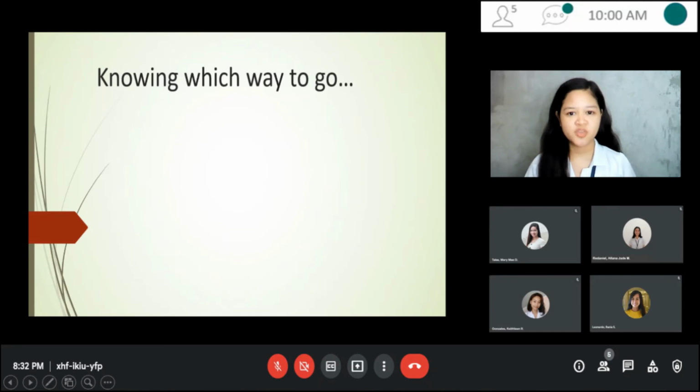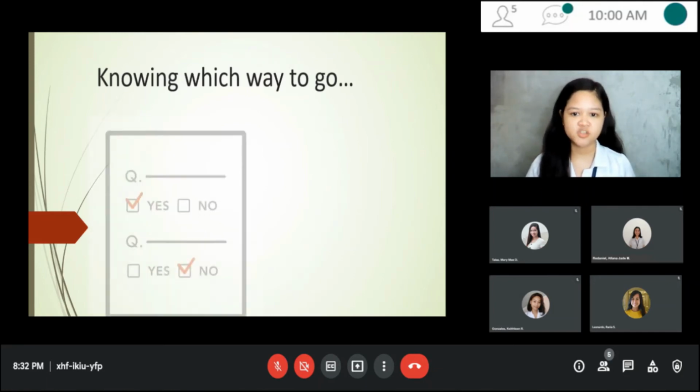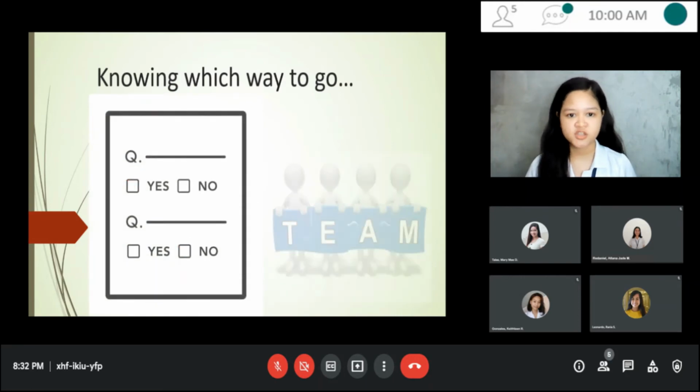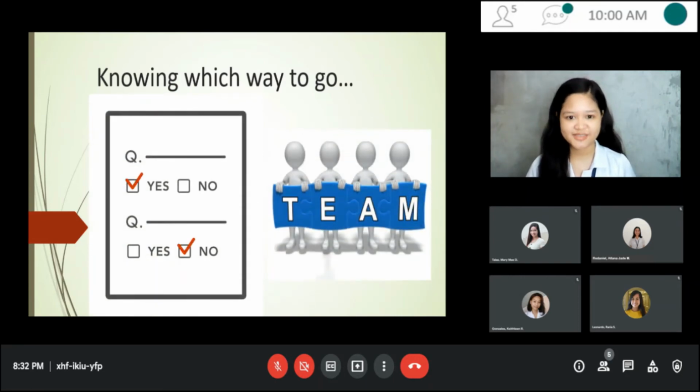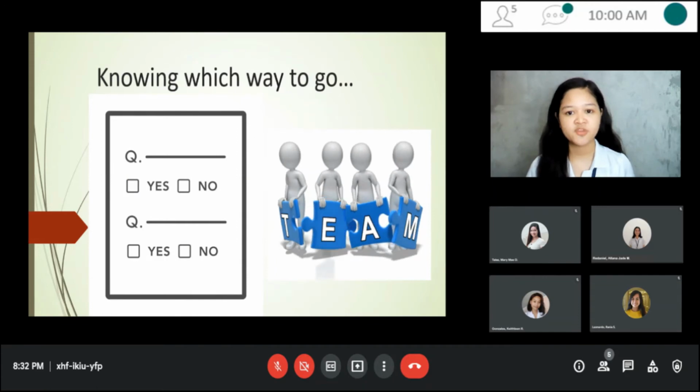Knowing which way to go. In analyzing your scorecard, you must start asking questions. So to help you with those questions, you need to use a checklist. This checklist can help you review the process of analyzing your scorecard.